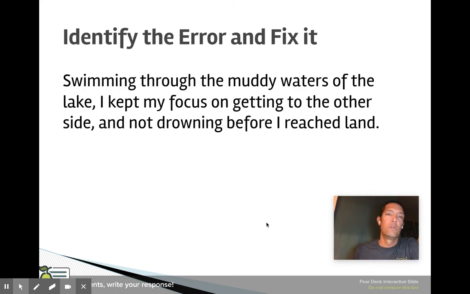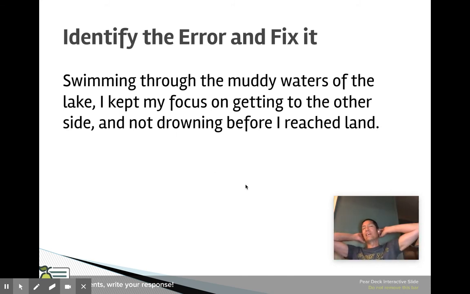So figure out what the error is. Swimming through the muddy waters of the lake, I kept my focus on getting to the other side and not drowning before I reached land. Pause it, and then I'll tell you the answer. So here we have a comma and a coordinating conjunction, and we do not have a complete sentence after it. Okay? So if you don't have a complete sentence after the coordinating conjunction, you don't want a comma here, because I kept my focus on what? On getting to the other side and on not drowning.